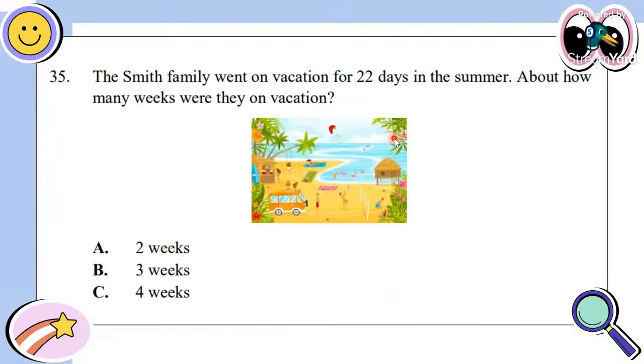Okay, let's go to our next question. The Smith family went on vacation for 22 days in the summer. About how many weeks were they on vacation? 2 weeks, 3 weeks, or 4 weeks? I'm looking for your answer in the chat. 22 days of vacation is about how many weeks?